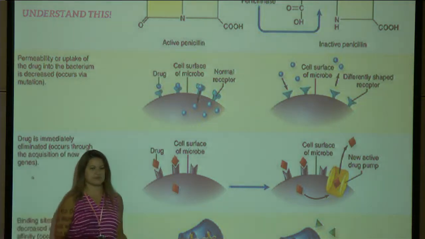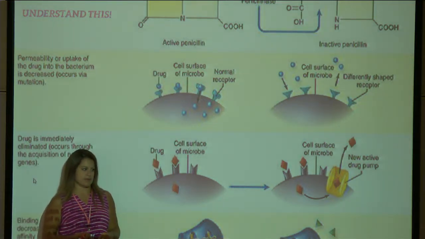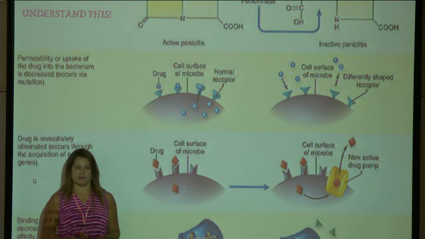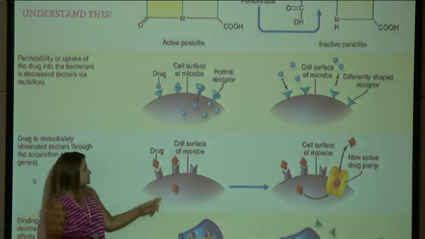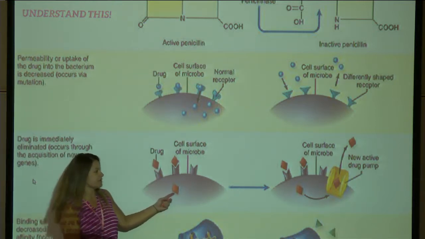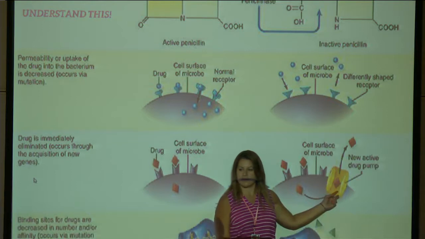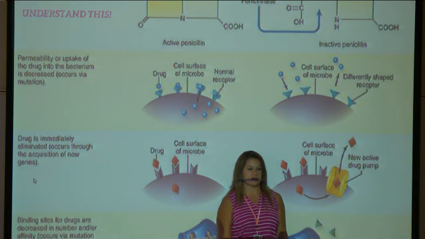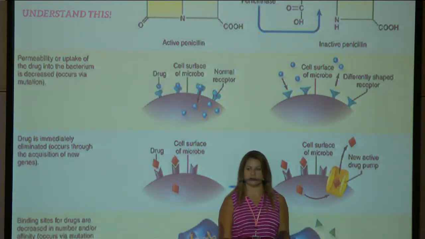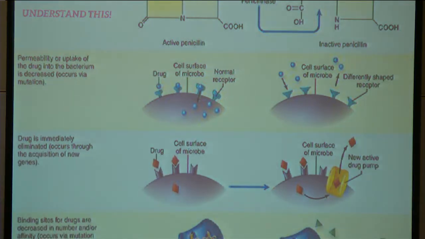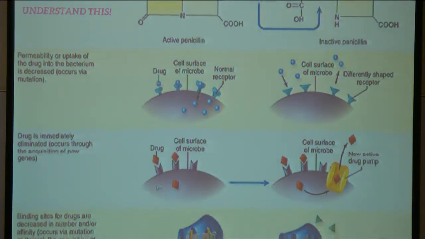This third one is called an efflux pump, E-F-F-L-U-X, efflux pump. This is the one in the video that E. coli had, where it just kind of pumped the drug right back out. So here you have the normal receptors. Here comes the drug. It gets inside the bacteria, but the bacteria has a drug pump. It has this efflux pump, and it just pumps the drug right out. So you can keep administering the drug all day long, and the bacteria is just going to pump the drug right back out. So the drug is useless. The bacteria is resistant, the drug is useless.